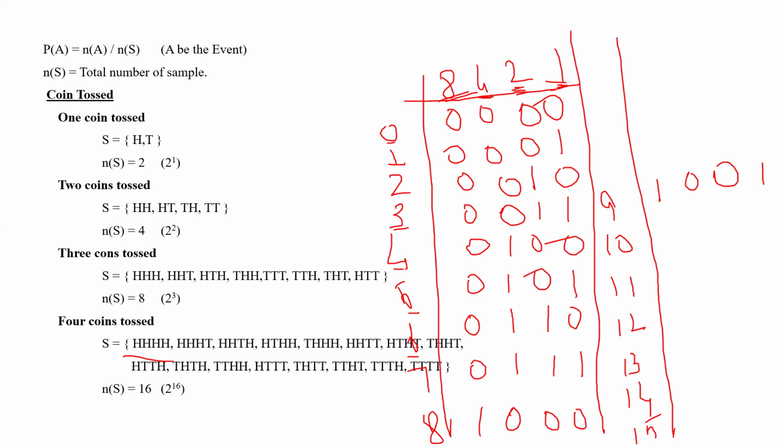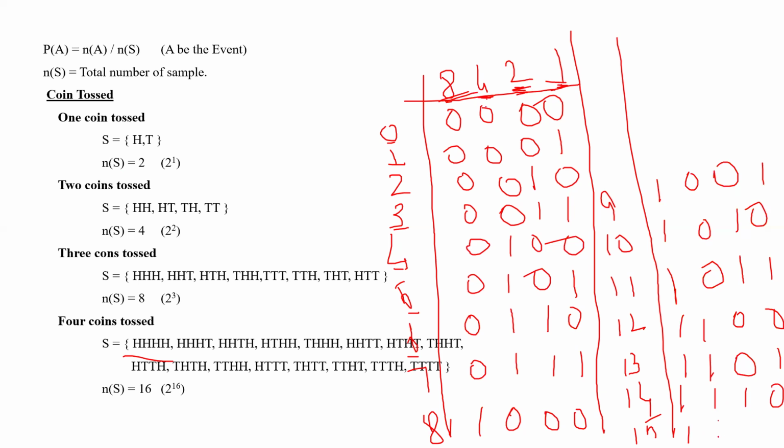10 means what? 8 plus 2. So here 1, here 1. Other place will be 0. So like this we can add it. So 11 means what? 8 plus 2 plus 1. 12 means 8 plus 4. So 1, 1, 0, 0. 13 means 8 plus 4 plus 1. 14 means 8 plus 4 plus 2. So 15 means 8 plus 4 plus 2 plus 1. This is the method actually we have to write.